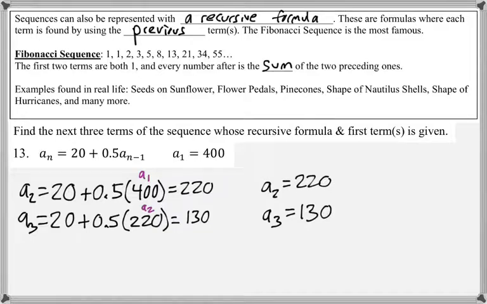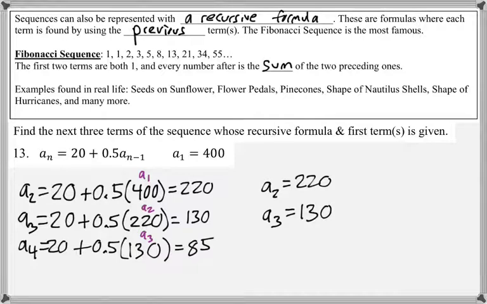They wanted the next three terms, so a4 will be our last one. This is 20 plus 0.5 times a3, which is 130. And that'll be 85. So a4 is equal to 85.